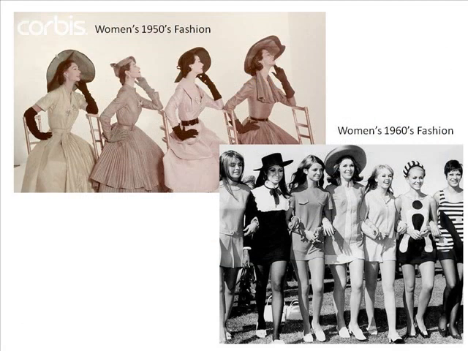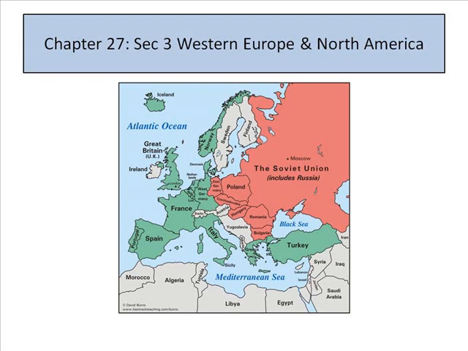So I slid in a slide here of a little bit of fashion for the ladies from the 50s and the 60s. Look at those hemlines change going up the leg. That's what you need to see because women's roles change. And I guess as they get a little bit more power, they get a little bit more risque in their fashion. Back to politics. Here is a map of Western Europe during this time. You guys can see the way those two areas are.